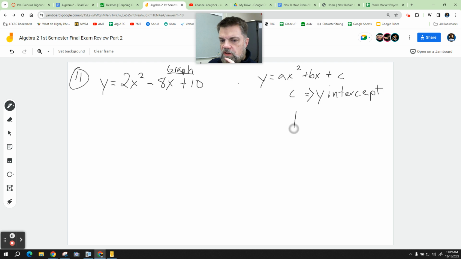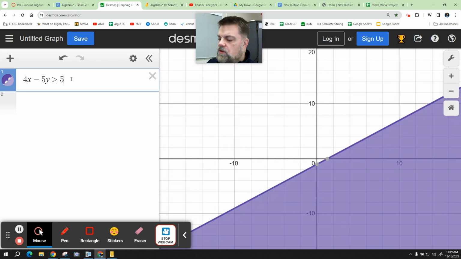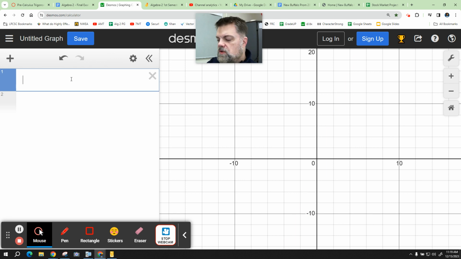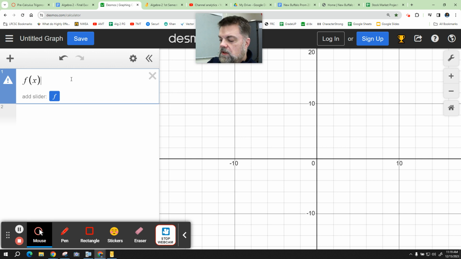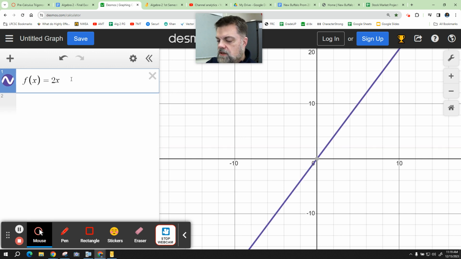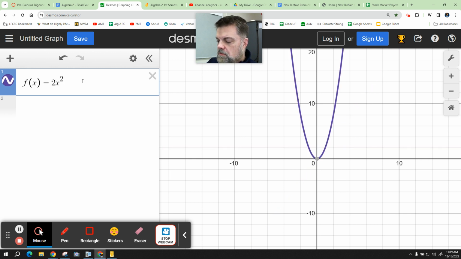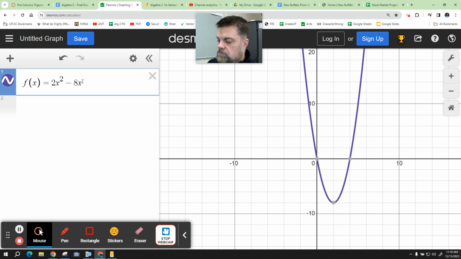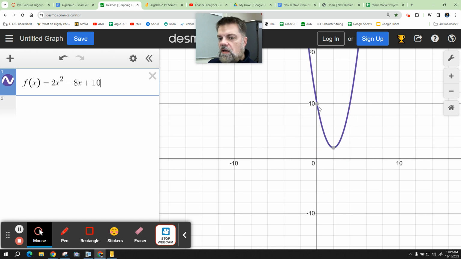Okay, so the best thing to do is just make a table of values. I don't know if you guys remember this, but we did this once before in Desmos. So the first thing you want to do is type in Desmos, but you've got to say f of x, right? You've got to use function notation. Equals 2x squared minus 8x plus 10. And sure enough, it crosses the y-intercept at 0, 10, and the vertex is at 2, 2.